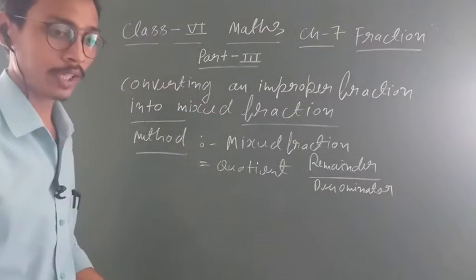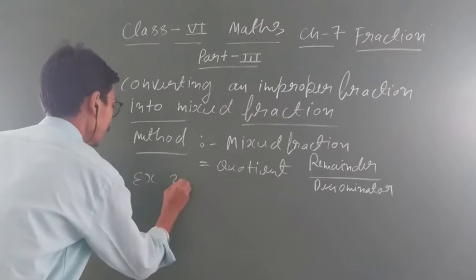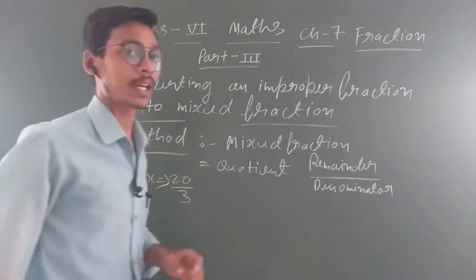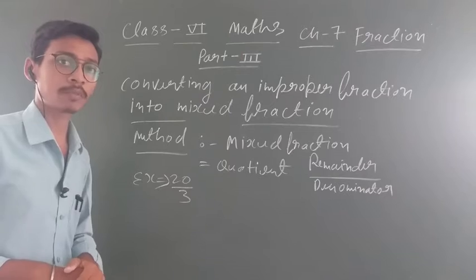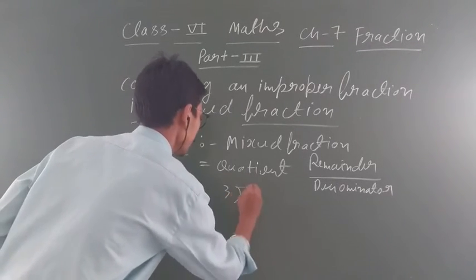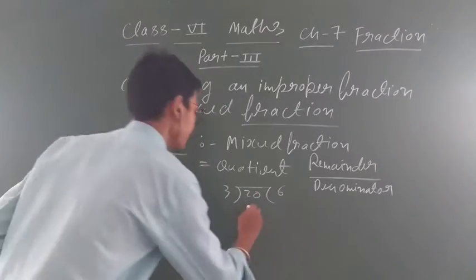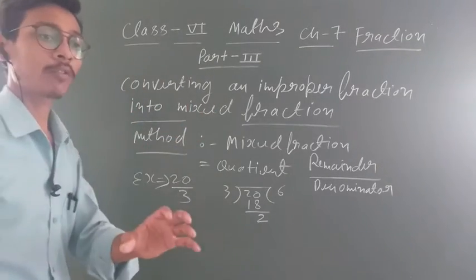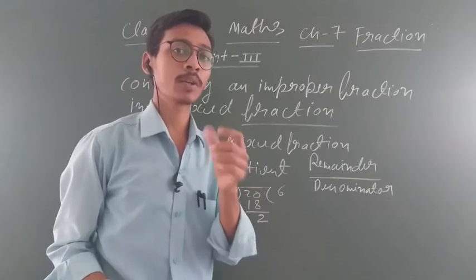Now I am going to take an example, like 20 upon 3. We have to convert it into a mixed fraction. So what we will do, students, first we will divide 20 by 3. You know that 3 sixes are 18, and 20 minus 18 is 2, so the remainder is 2. According to the formula you have to put the values. You don't have to learn, you have to understand.